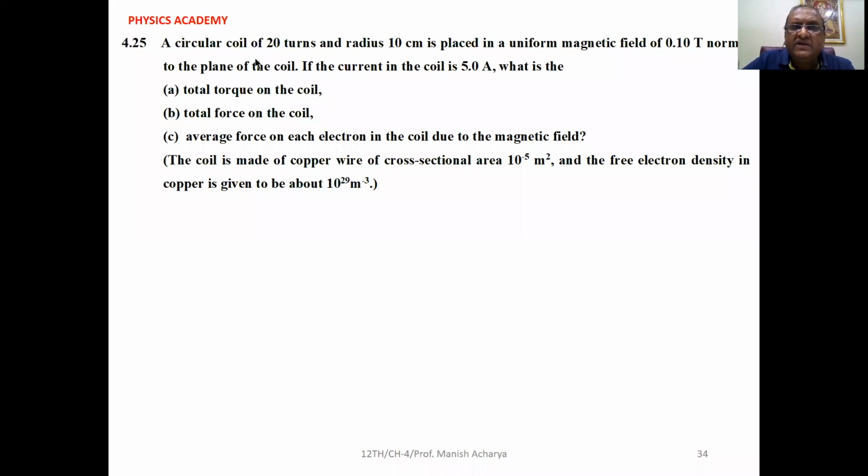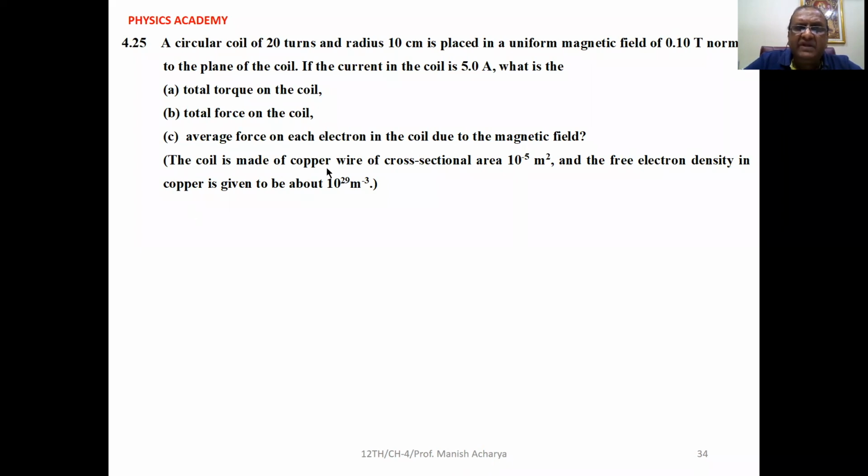4.25. A circular coil of 20 turns and radius 10 centimeter is placed in a uniform magnetic field of 0.1 Tesla normal to the plane of the coil. If the current in the coil is 5 ampere, what is (a) the total torque on the coil, (b) total force on the coil, (c) average force on each electron in the coil due to the magnetic field?